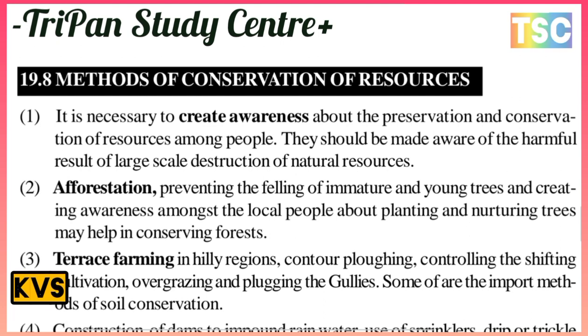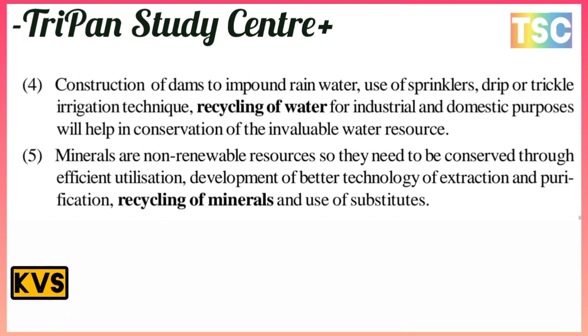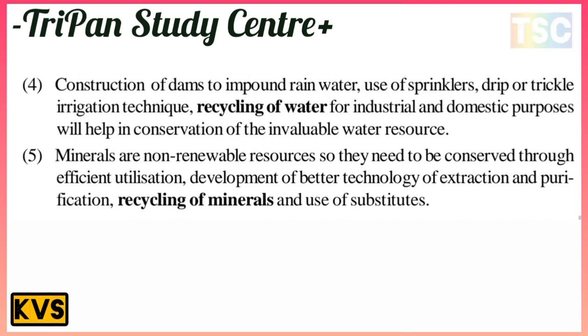Terrace farming in hill regions, contour plowing, controlling shifting cultivation and overgrazing, and plugging of gullies are some of the improved methods of soil conservation here. The next point, fourth: construction of dams to impound rainwater, and use of sprinkler, drip and trickle irrigation techniques. Recycling of water for industrial and domestic purposes will help in the conservation of available water resources.